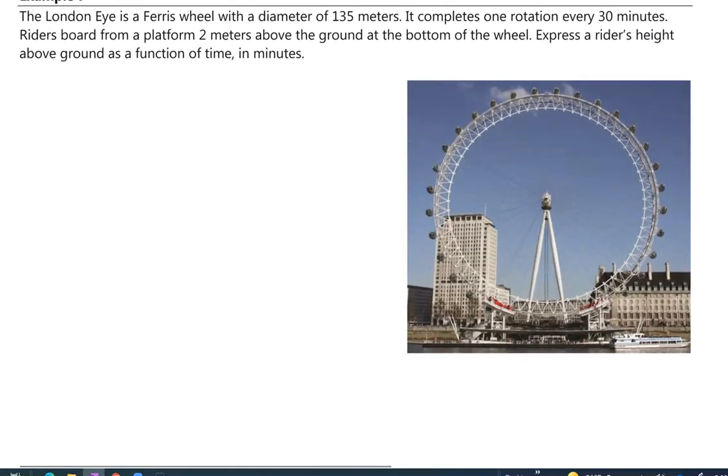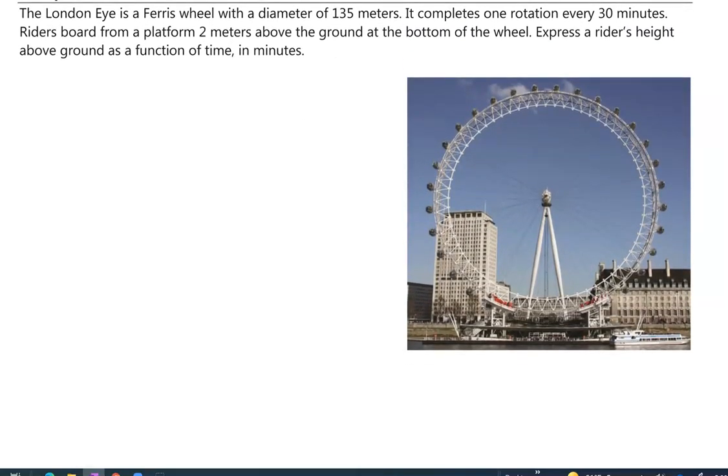Next problem. The London Eye is a Ferris wheel with a diameter of 135 meters. It completes one rotation every 30 minutes. Riders board from a platform 2 meters above the ground. At the bottom of the wheel, express a rider's height above the ground as a function of time in minutes.